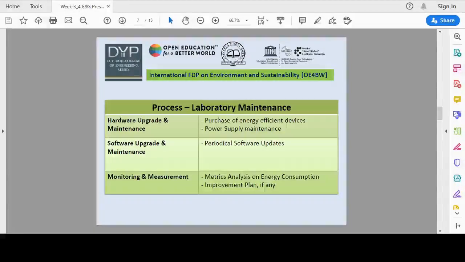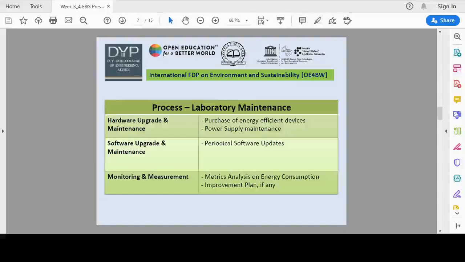Here, project laboratory maintenance is elaborated. How can an academic laboratory do its processes so that it has minimal impact to the environment? The various activities include hardware upgrade and maintenance. For the purchase of new equipment, they have to ensure 3-star or 5-star energy efficient devices, and the power supply maintenance. Software upgrade and maintenance.